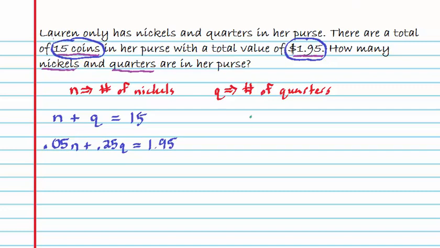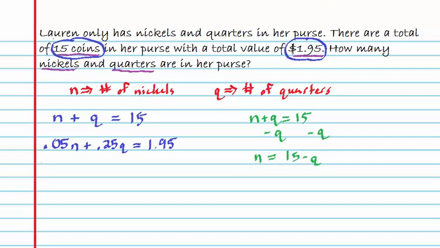I'm going to solve n plus q equals 15 for one of the variables. I'm going to solve it for n. So I'm going to subtract q from both sides. So I will now have n equals 15 minus q. And since n equals 15 minus q, I'm able to substitute 15 minus q in for n.